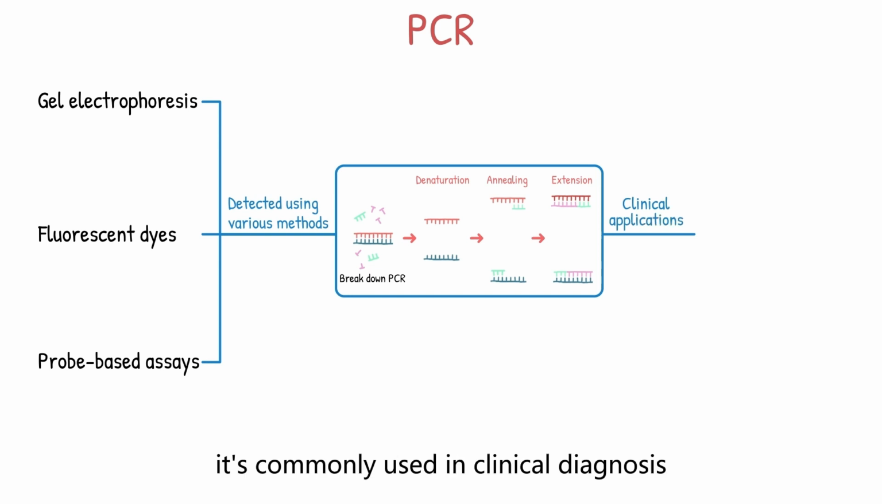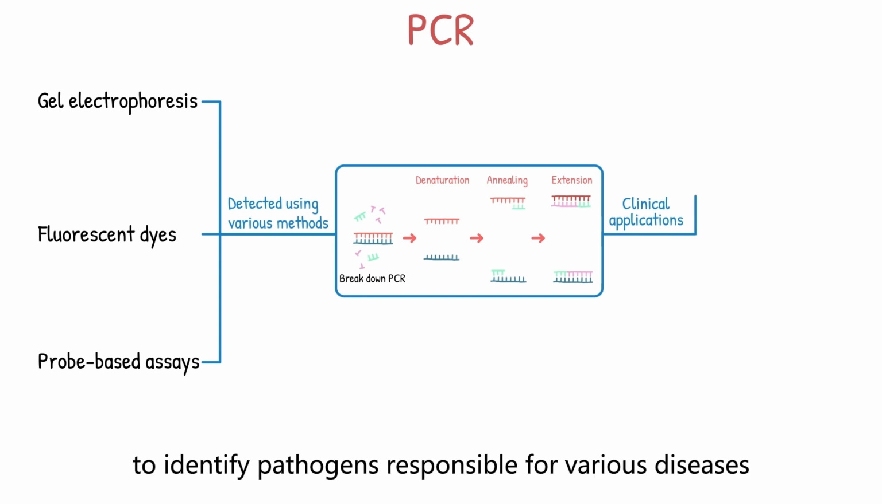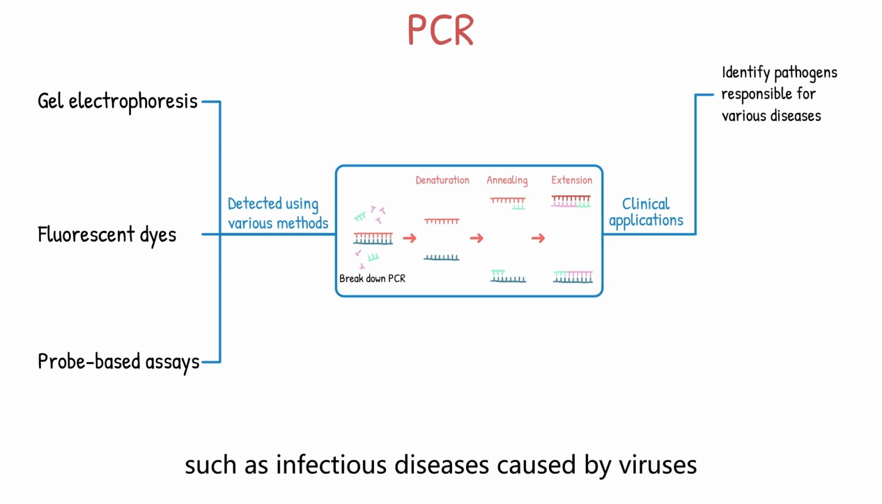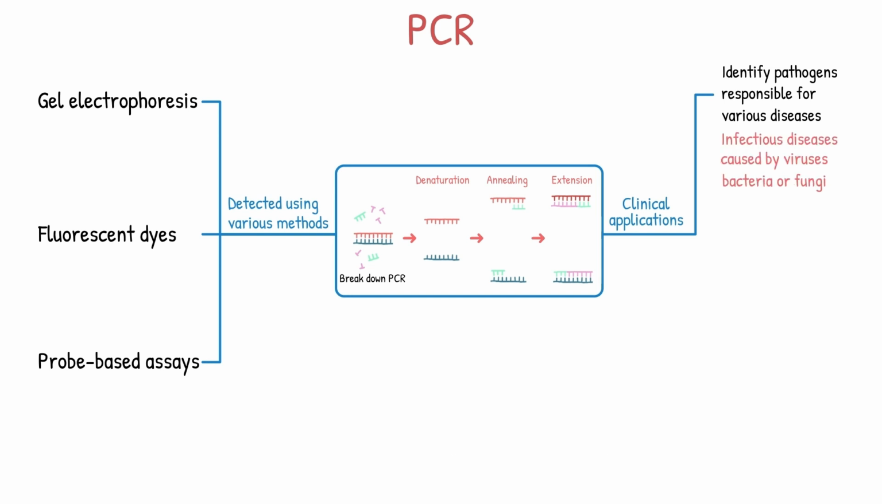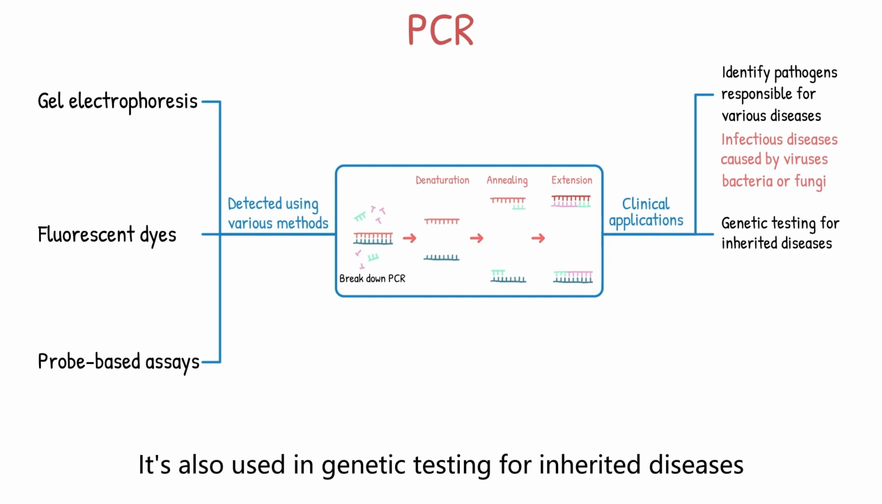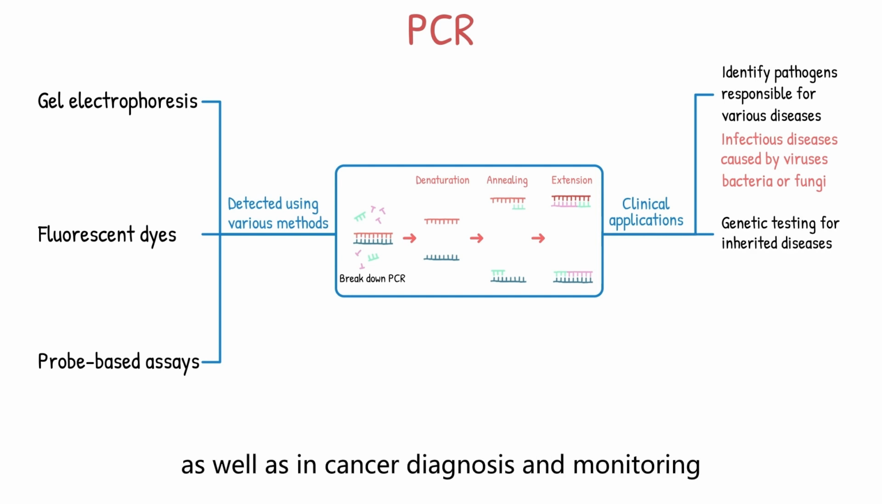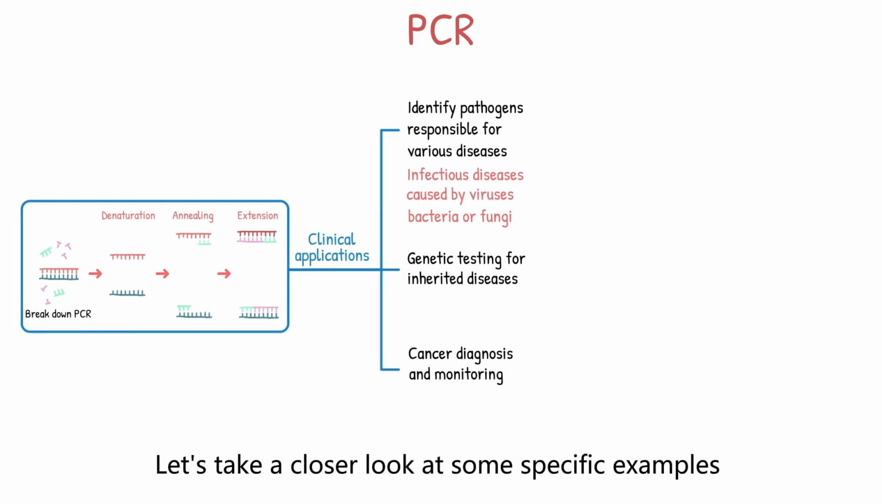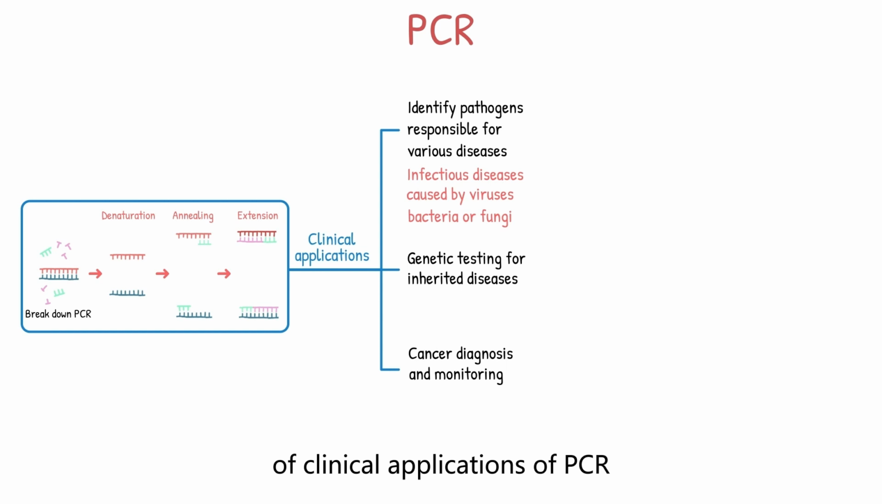So, what are some of the clinical applications of PCR? Well, it's commonly used in clinical diagnosis to identify pathogens responsible for various diseases, such as infectious diseases caused by viruses, bacteria, or fungi. It's also used in genetic testing for inherited diseases, as well as in cancer diagnosis and monitoring.